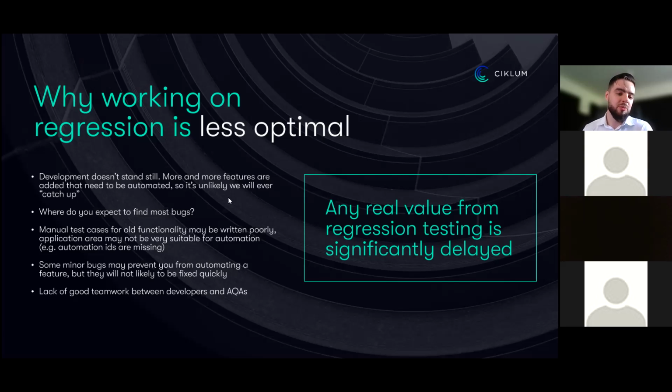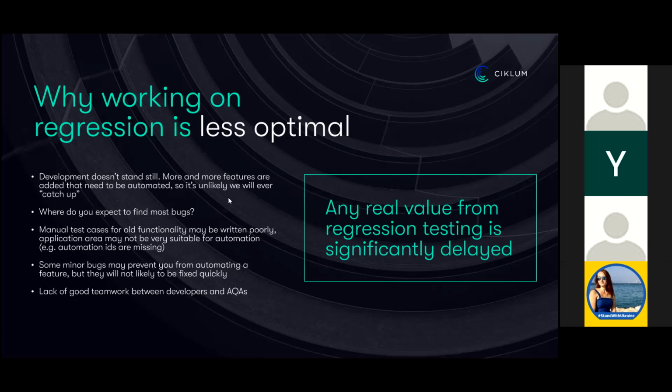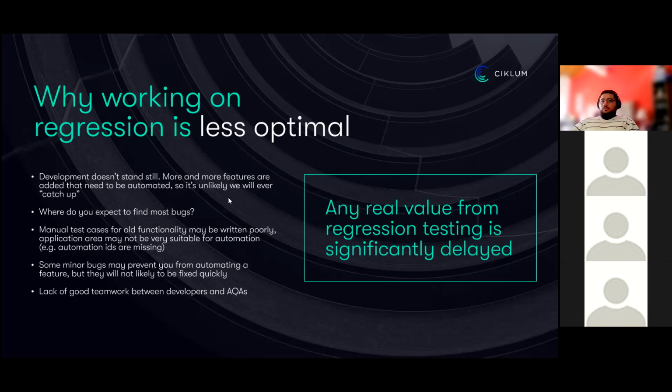We're kind of part of the same team, but usually it looks like an island of automation testers, which is separate from the rest of the team. And this way, the teamwork suffers a lot. We're going to talk about it a bit later, but this is something to keep in mind. So the conclusion is that any real value from regression testing is significantly delayed.